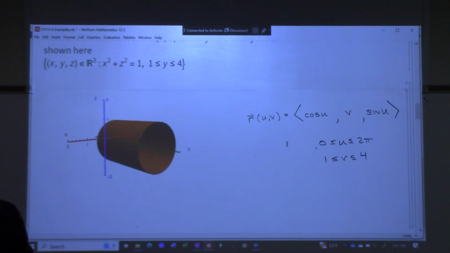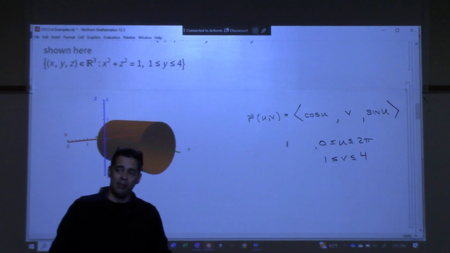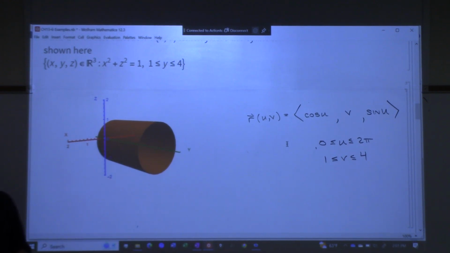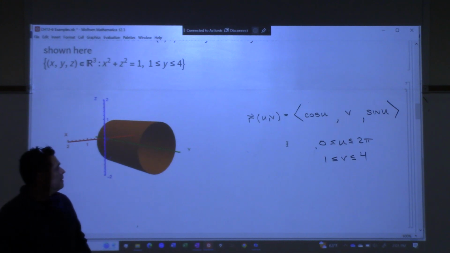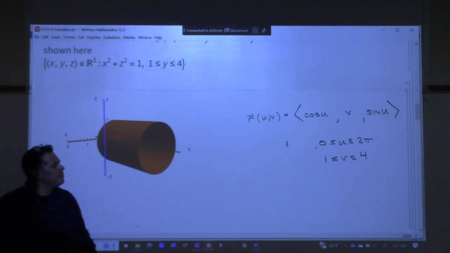You want a cylinder solid? Yeah, and you already have a restriction on it. So it's a good question. If we wanted to have this be solid, could we do it? Would you have to solve for the restriction on v?